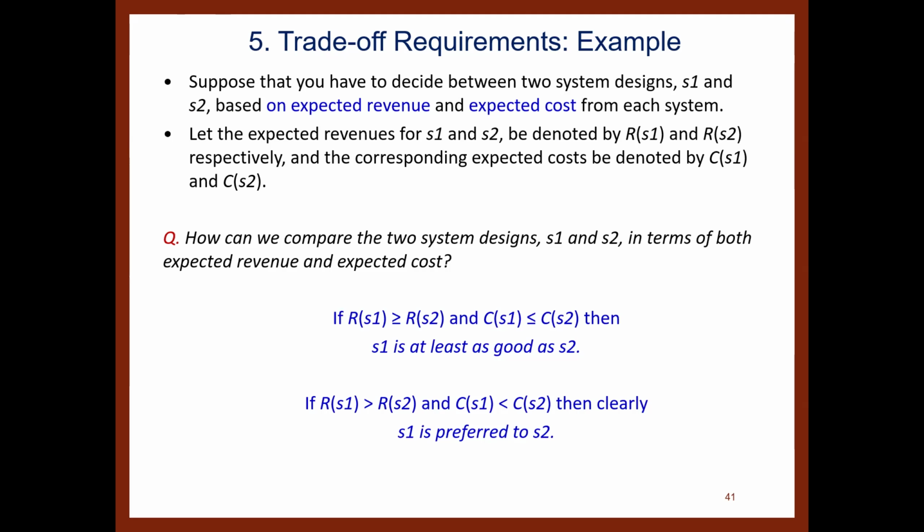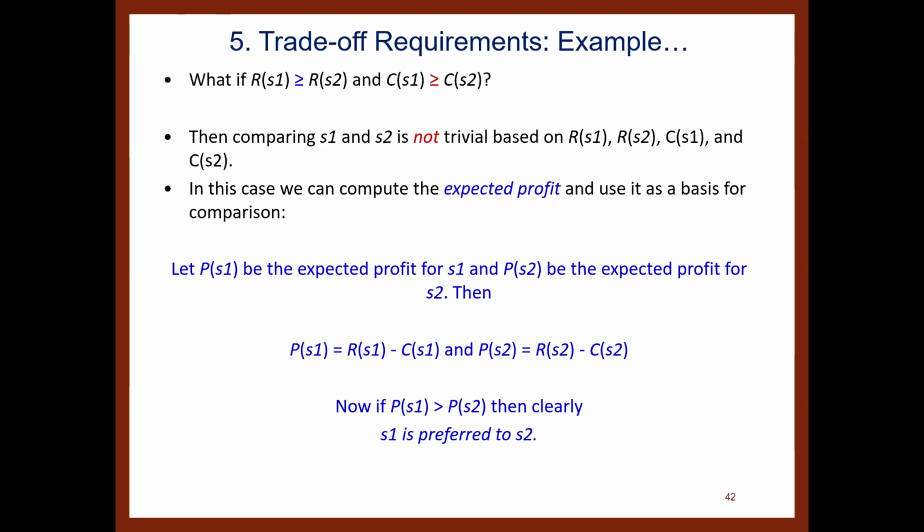If R of S1 is greater than R of S2 and C of S1 is less than C of S2, then clearly S1 is preferred to S2. If you have a combination of factors, then you might need to provide some additional logical statements to differentiate between them. What if R of S1 is greater or equal to R of S2 and C of S1 is greater or equal to C of S2? Then comparing S1 and S2 is not trivial based on these four. In this case, we can compute the expected profit and use it as a basis for comparison, right? So now we're looking at the difference and then we're comparing the profit.